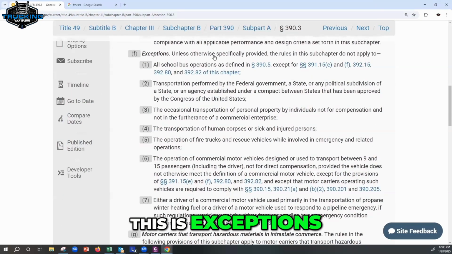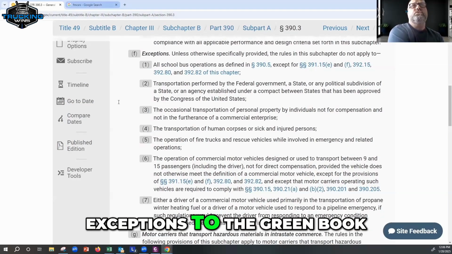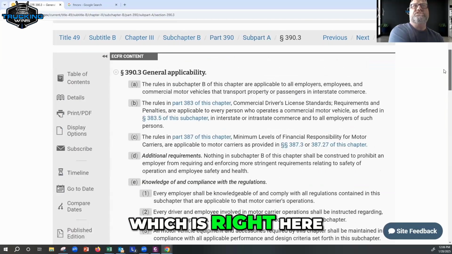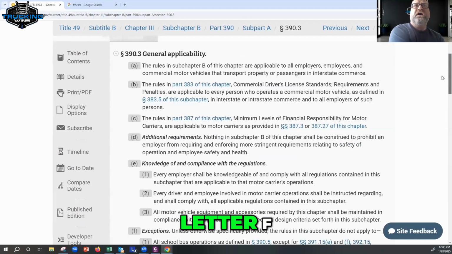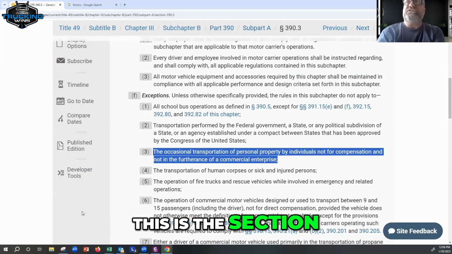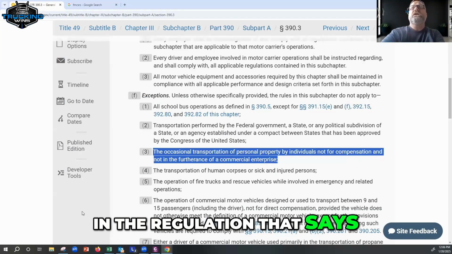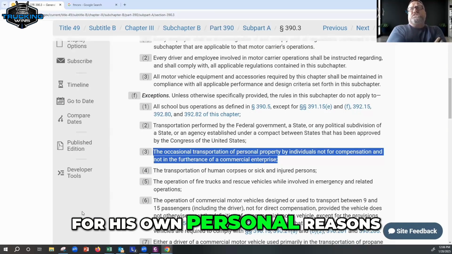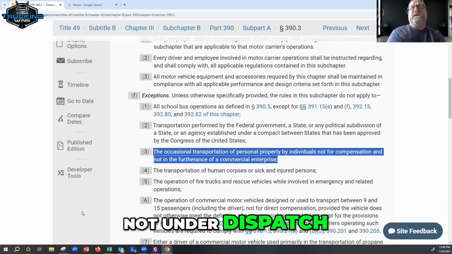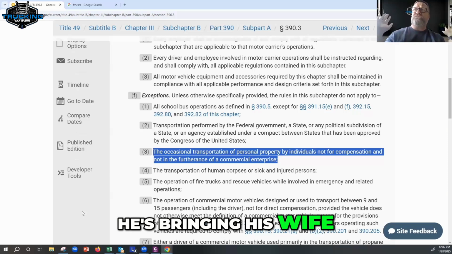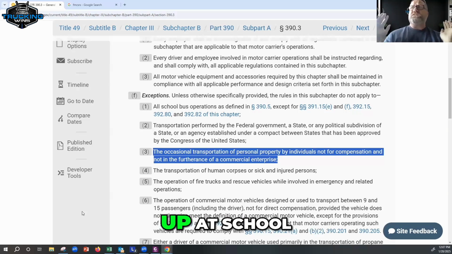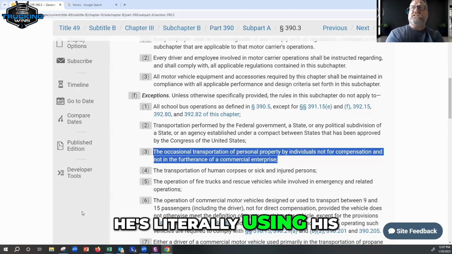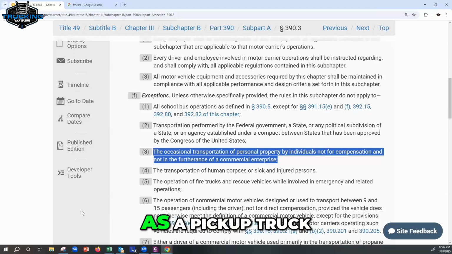This is exceptions to the green book. 390.3, which is right here, 390.3, letter F3. This is the section in the regulation that says if your driver is driving around in his own truck for his own personal reasons, not under dispatch, not for compensation. He's bringing his wife to church. He's picking his kid up at school. He's going grocery shopping out around his house. He's literally using his own truck as a pickup truck.